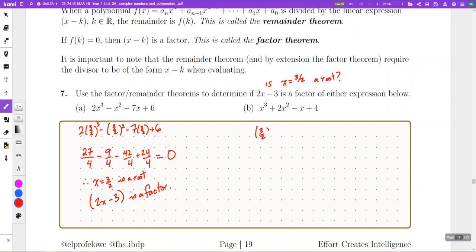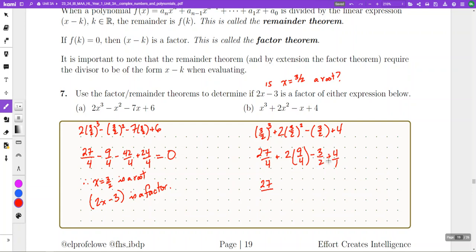What about for this expression over here? Well, let's take the 3 halves to the third power, plus 2 times 3 halves to the second power, minus 3 halves, plus 4. Being proficient with our fractions will make life easier. So once again, here's 27 over 4, plus 2 times 9 over 4, minus 3 halves, plus 4 over 4. Or rather 4 over 1. A common denominator of 4 seems to be best.